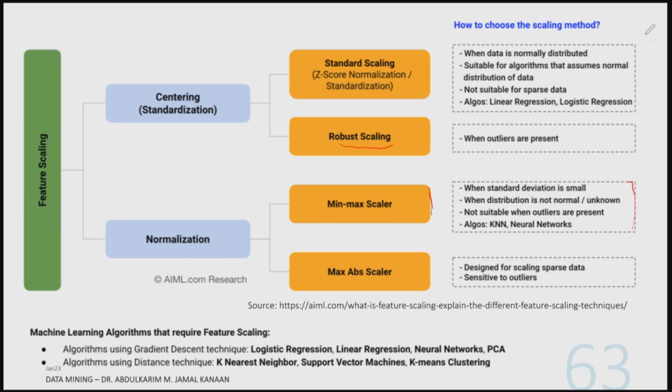The performance is increasing or decreasing, and the distribution. And they are not suitable when you have outliers, as you see, because they are affected by min and max. Usually the outliers will be represented by the min and max value.